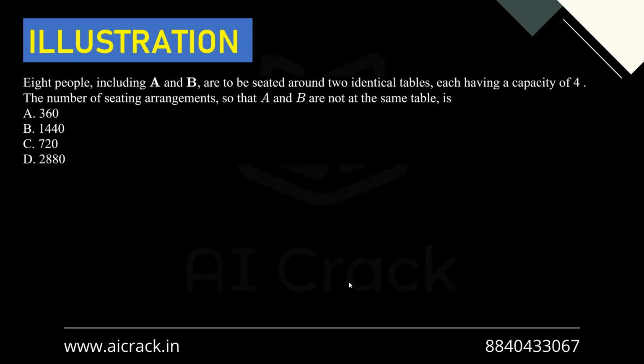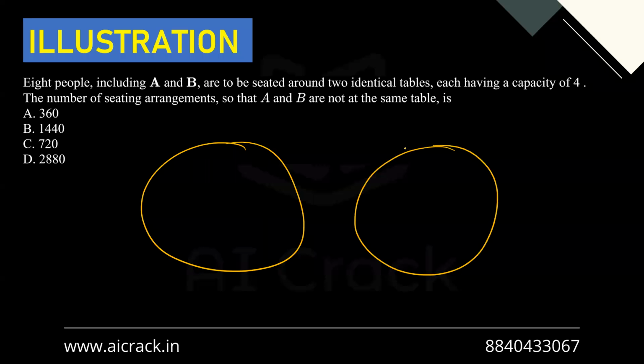Now let's look at this question. 8 people, including A and B, are to be seated around 2 identical tables, each having the capacity of 4. The number of seating arrangements so that A and B are not at the same table. So this is one table. This is one more table. So A and B are sitting over, they are not at the same table.